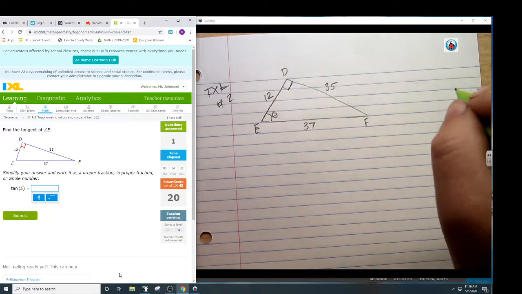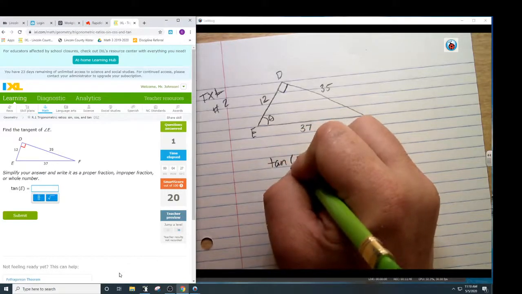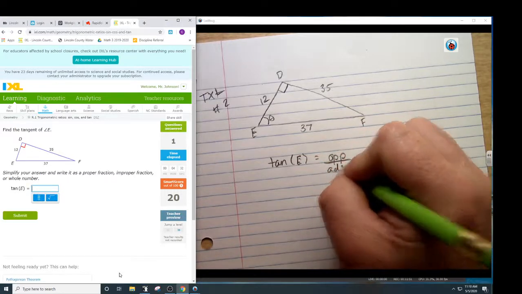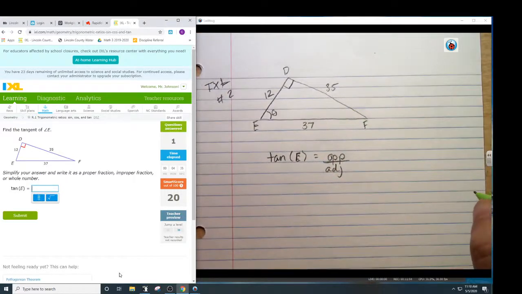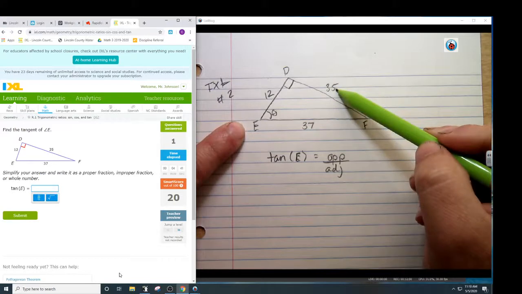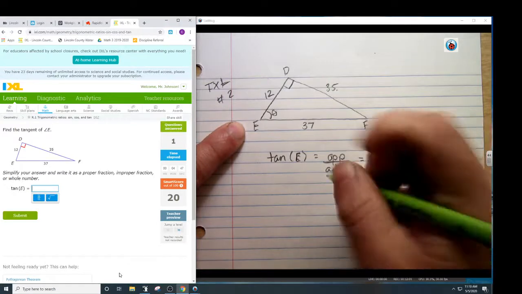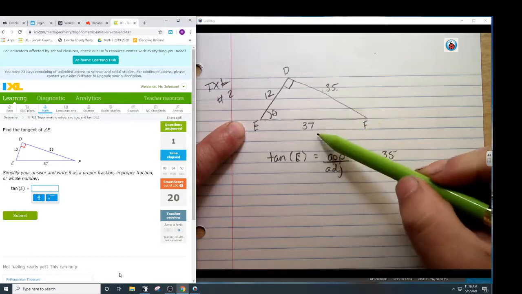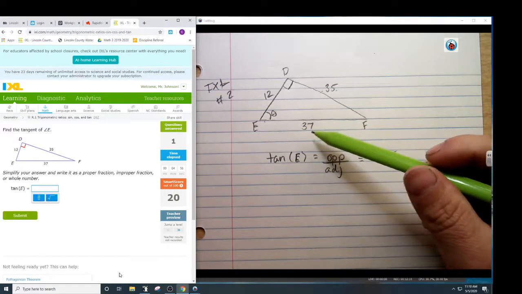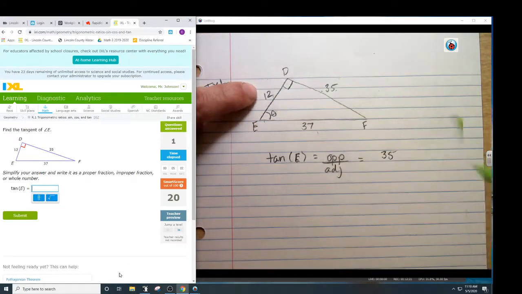Now, once again, it's tangent. You remember, the tan of E is opposite over adjacent. If E's here, the opposite side is going to be 35. Now remember, guys, this is the hypotenuse. Tangent does not deal with the hypotenuse, so you will not have a hypotenuse measurement here. The adjacent side is the side that touches the angle that is not the hypotenuse, which is this guy right here.